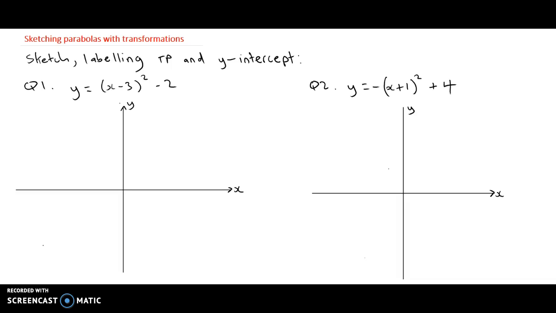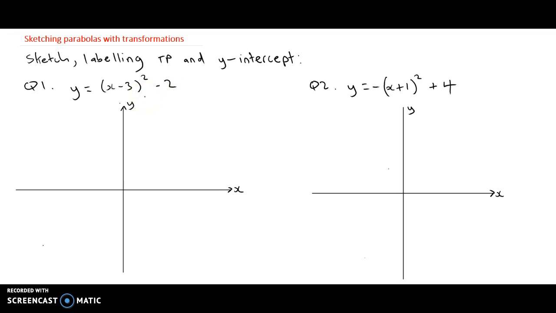This lesson we will be sketching some parabolas with transformations, so let's jump straight into our first question. Sketch, labeling turning point and y-intercept. y equals (x minus 3) all squared minus 2.